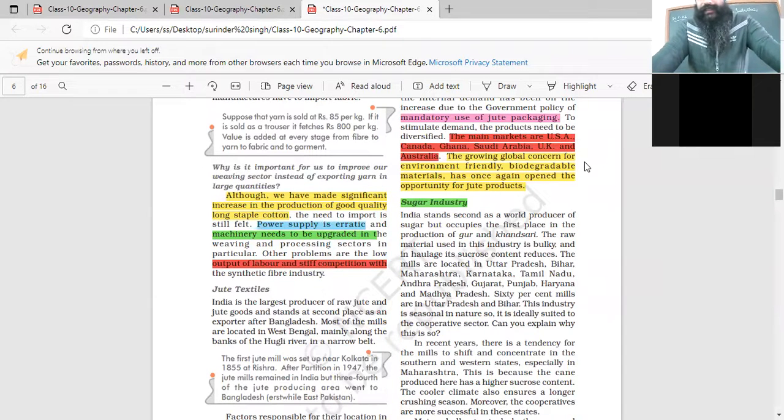Clear? The sugar industry is dependent on sugarcane, which is located in the raw material producing areas of sugarcane. Sugarcane is a heavy raw material, perishable in nature, which can easily dry. The sugar industry is the weight losing industry of India.